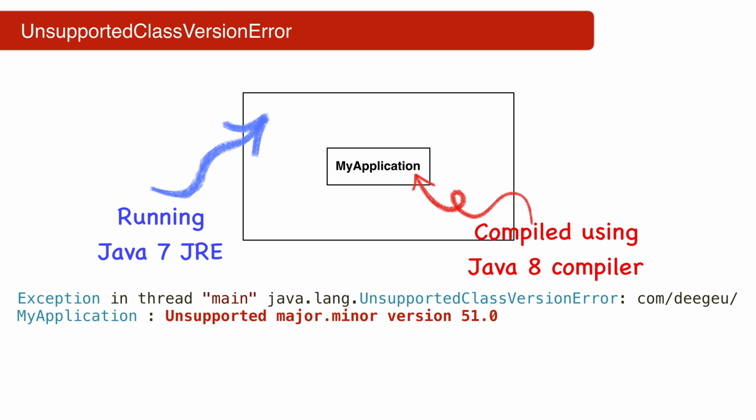In short, a higher version of Java is used to compile the class, and we're trying to run the class on a lower version of the Java runtime. The solution is to verify the Java compile version for our application matches the Java version we're trying to run our application on.